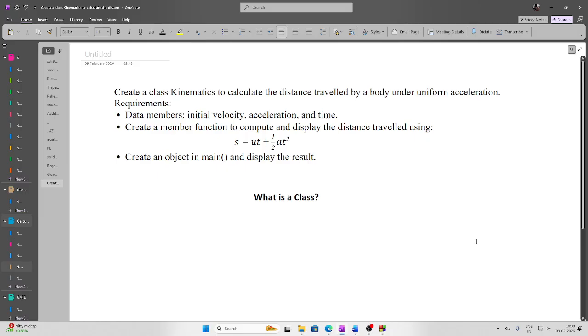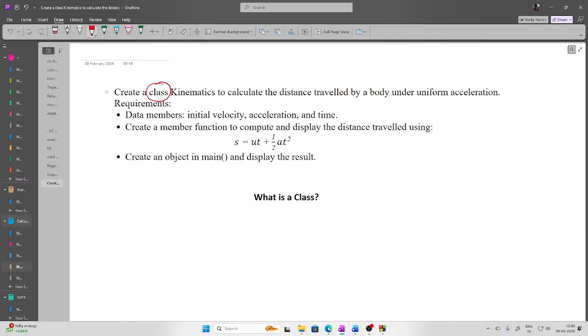So basically, let's say I have a question: create a class kinetics to calculate the distance traveled by a body using uniform acceleration. Now, the moment you see this question, you will be greeted with this particular term, class. So what is basically a class?